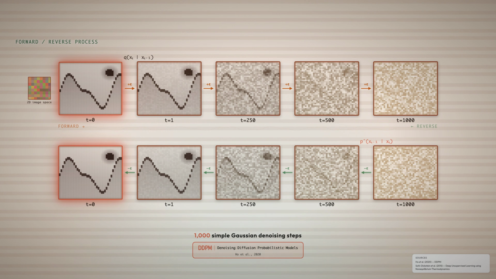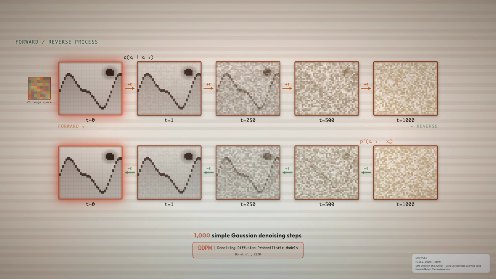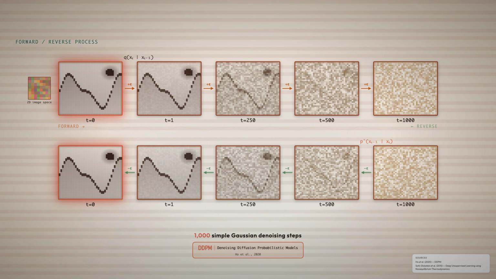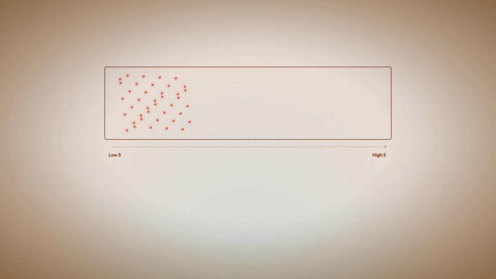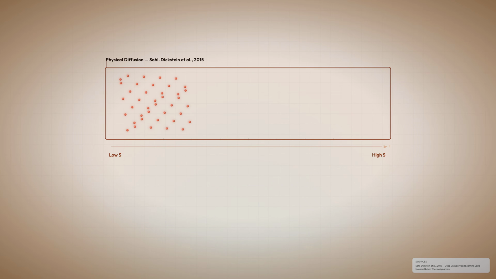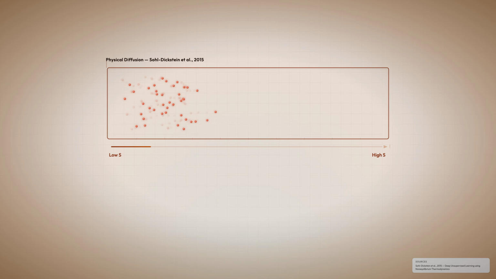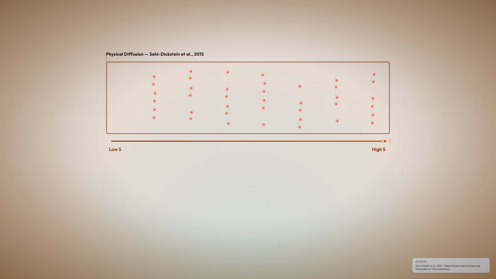To generate a new image, sample pure noise, denoise step by step. This is DDPM, Denoising Diffusion Probabilistic Models. Running thermodynamics backward. Sohl-Dickstein et al. saw it in 2015. In physics, diffusion drives particles from concentrated regions toward thermal equilibrium, maximum entropy.